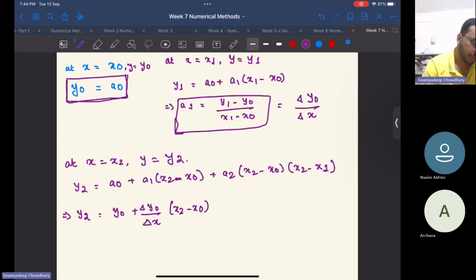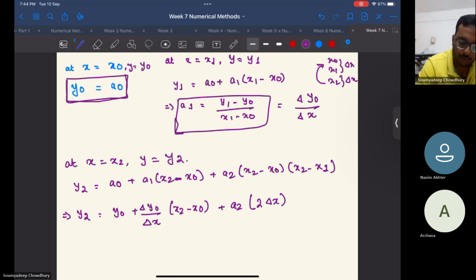Then x2 minus x naught, times a2. What is x2 minus x naught? We have x naught, x1, x2. This difference is delta x, and this difference is delta x, so x2 minus x naught is 2 delta x. Again, x2 minus x1 is delta x.